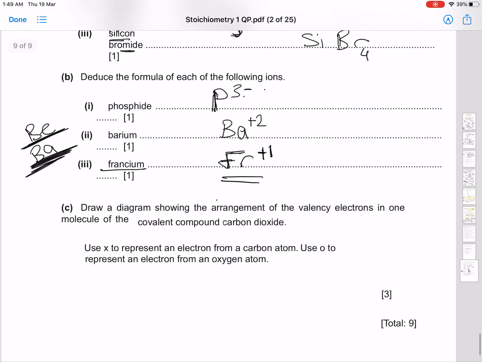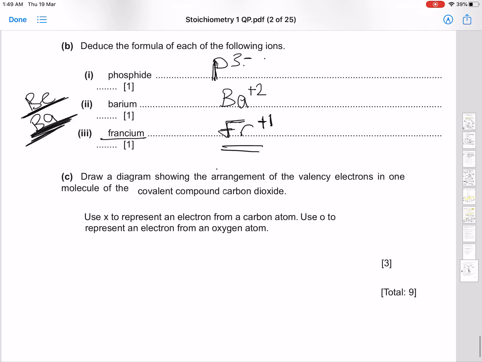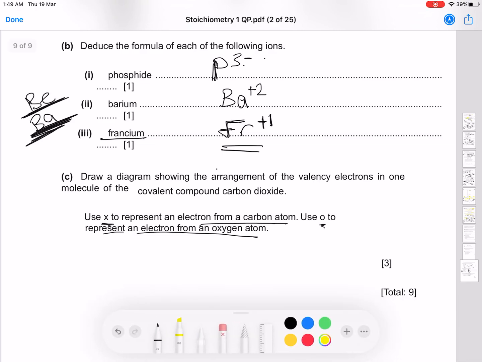Last question, the last part of the question, part C. Draw a diagram showing the arrangement of the valency electrons in one molecule of the covalent compound carbon dioxide, and use X to represent the electrons from the carbon. We use O to represent the electrons from the oxygen. So you should abide, guys, by those symbols that they told you: X for the carbon and the circle for the oxygen. Let's draw that. I think we made a similar one in class.